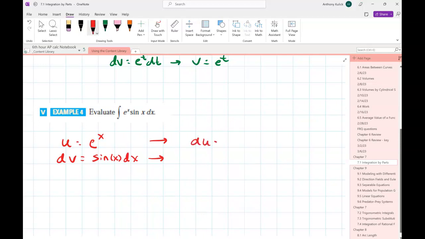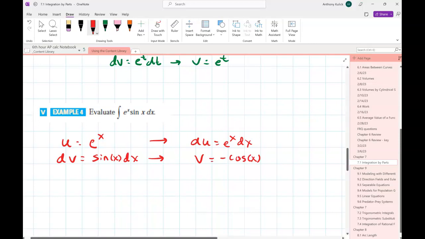So du is going to be e to the x dx. And v is going to be, what's the antiderivative of sine? Which one is it, positive or negative? Okay. I'm just checking because I heard two different answers. I just want to make sure because I forgot.